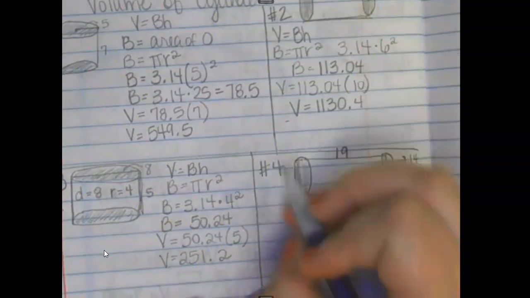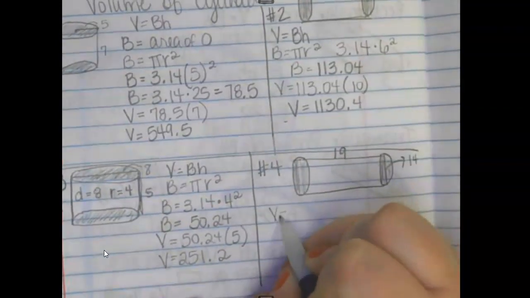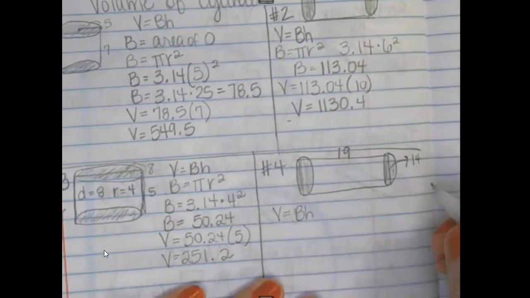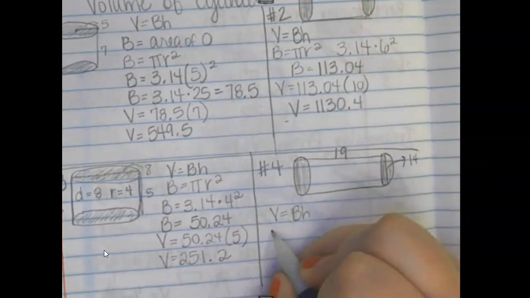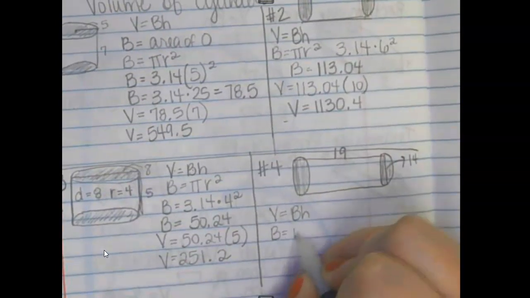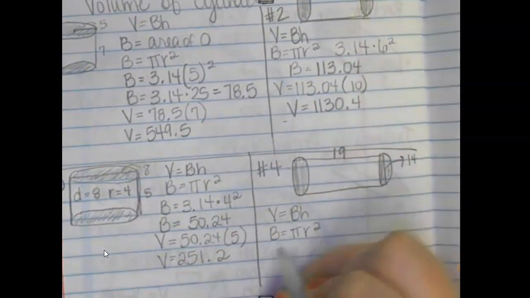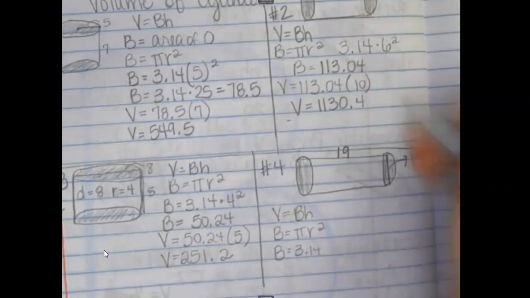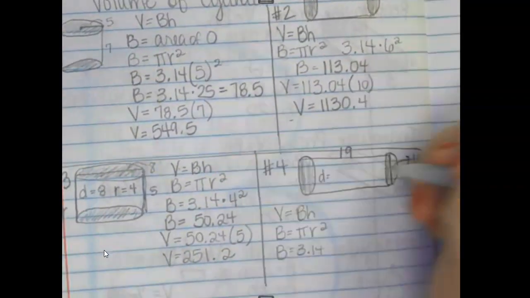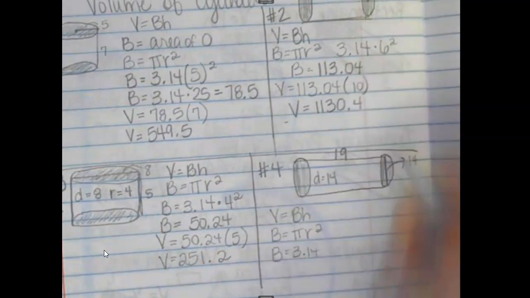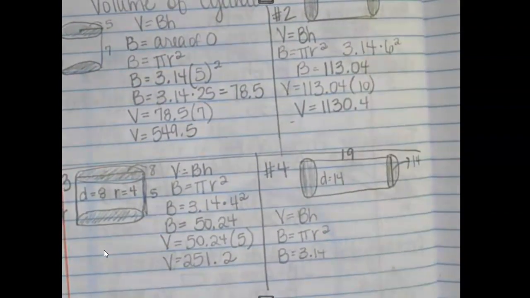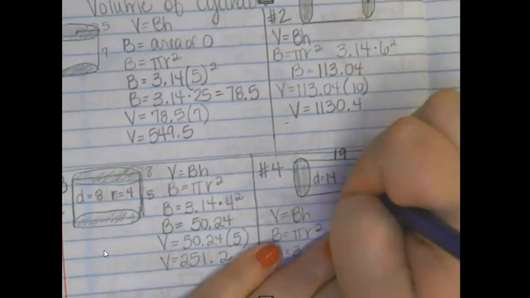Alright, so we're going to do V equals big B H. Let's work on our big B. It's a circle, so pi r squared. So 3.14. But this goes all the way across, so that's a diameter of 14. I want you to think, what would my radius be? Hopefully you're thinking 7.